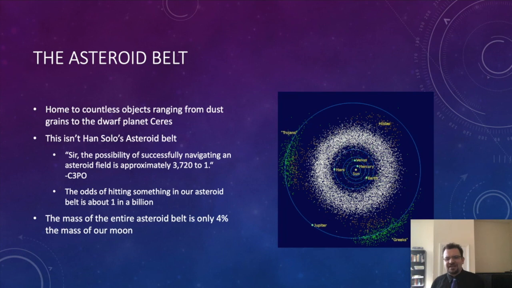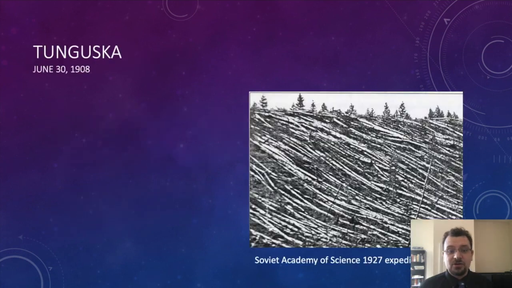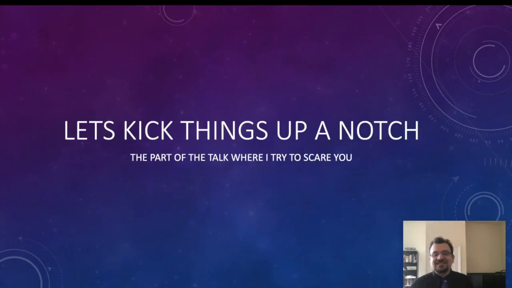To give you an idea of just how much stuff is out there, there are lots and lots of objects, but they're all small. If you were to add up all of it, including that dwarf planet, you're still only about 4% the mass of our moon. So let's kick things up a notch. This is the part of the talk where I try to scare you.